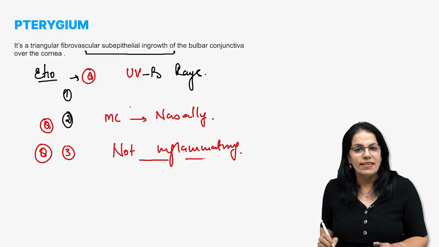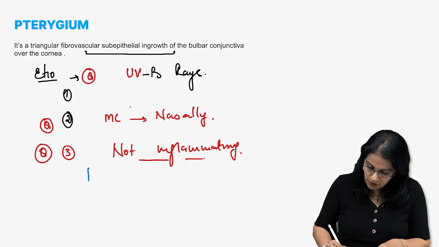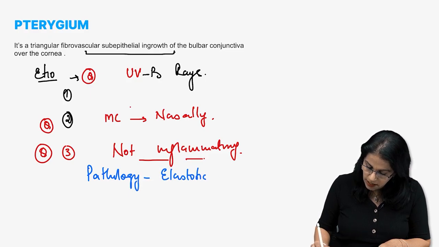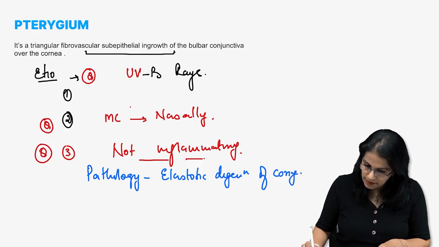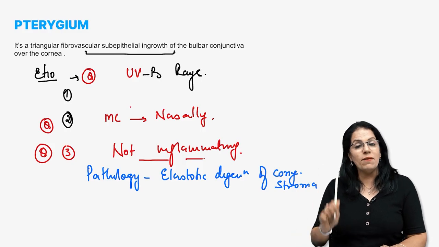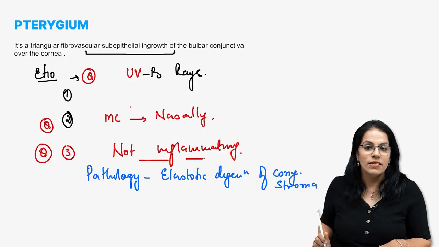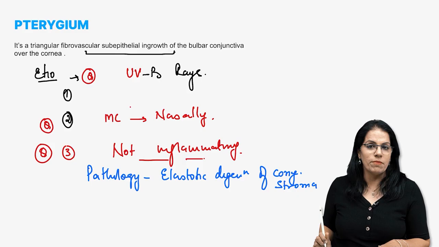Note down. And then if you talk about pathology, what is happening here is elastotic degeneration of the conjunctival stroma. The same pathology applies for pinguecula, the same for pterygium. That's interesting, isn't it? So, easy to remember.